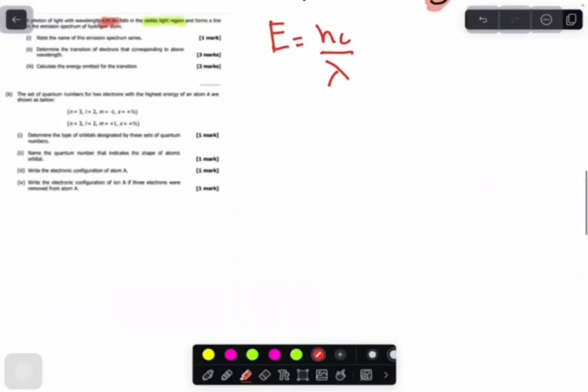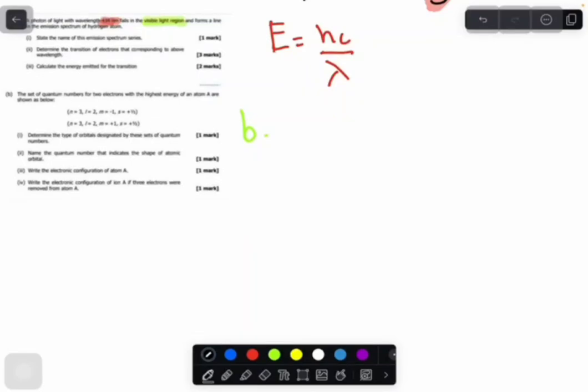So moving on now to question 2b. All right. So the set of quantum numbers for two electrons with the highest energy of an atom A are shown as below, showing us n equals to 3, l equals to 2, m equals to negative 1, and the spin is positive half, and it is the exact same thing below, just the m and the s, the m has an inverse sign, so instead of negative it's positive.